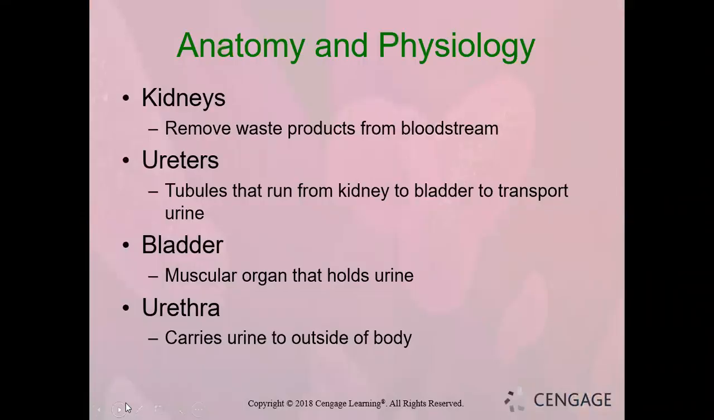All right, anatomy and physiology. You have your kidneys, your ureters, your bladder, and your urethra. Your kidneys are what remove waste products from your bloodstream.